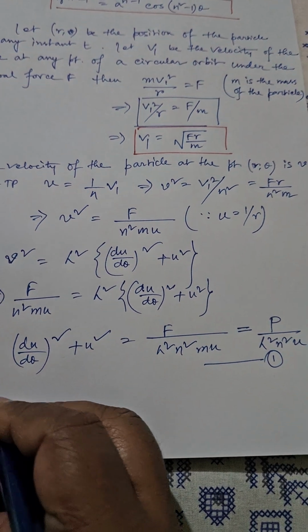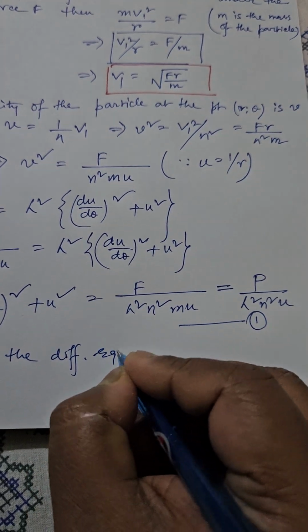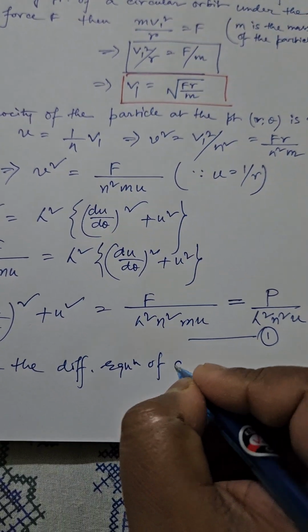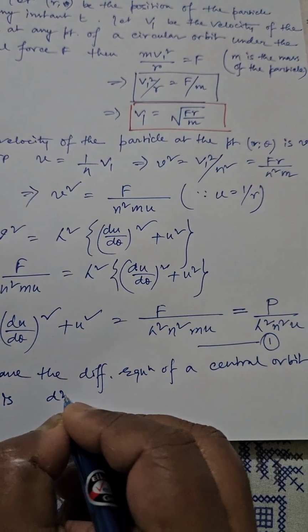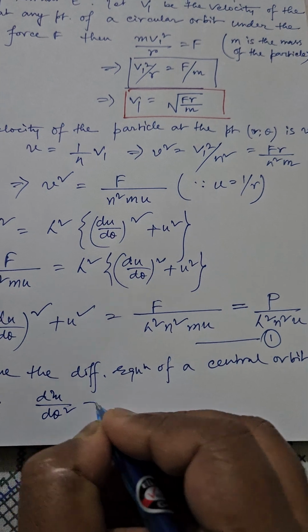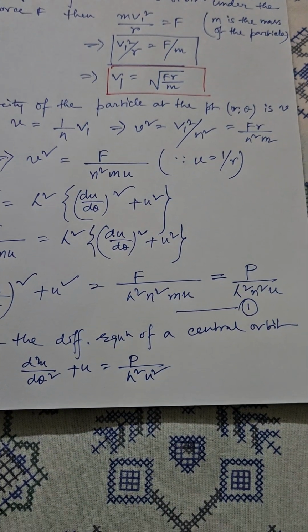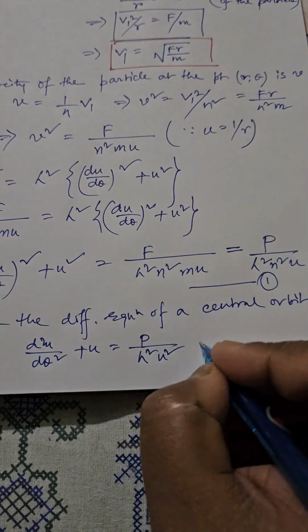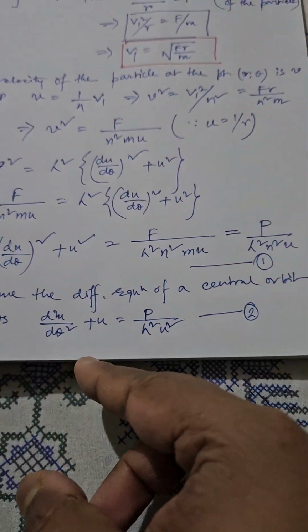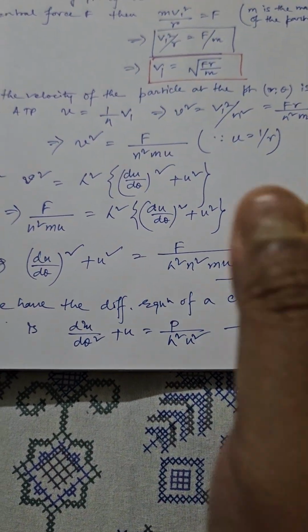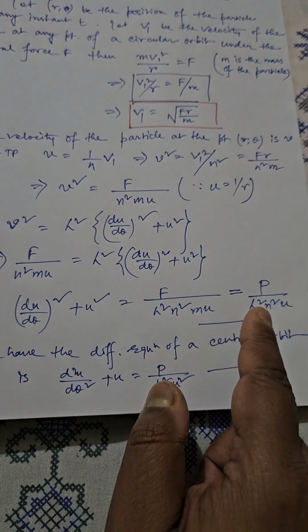Now we have the differential equation of a central orbit, which is d2u d theta 2 plus u equals P by h square u square. We know this, say this is equation number 2. Now you can find the solution by first multiplying this entire expression by 2 du d theta, and then you can proceed. Now there is another way, let me show you that one. Let us divide equation 2 by equation 1.